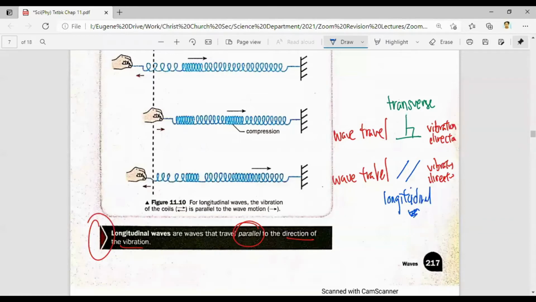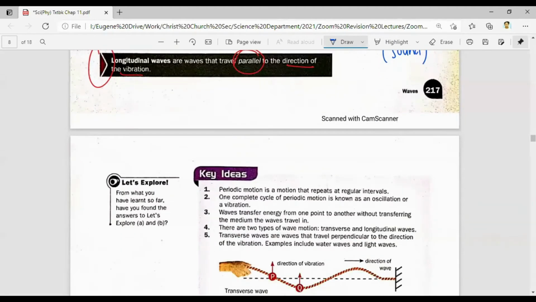Okay. So do take note of the difference between a transverse wave and a longitudinal wave. And I mentioned longitudinal wave, the only one in your syllabus that you learn is sound. Okay, so this will help you quite a fair bit here. So just to wrap up for this segment of 11.1: periodic motion is a motion that repeats at regular intervals. One complete cycle is known as an oscillation or vibration. Okay, so done. We mentioned that a wave transfers energy from one point to another without transferring the medium. That's another one we've covered.